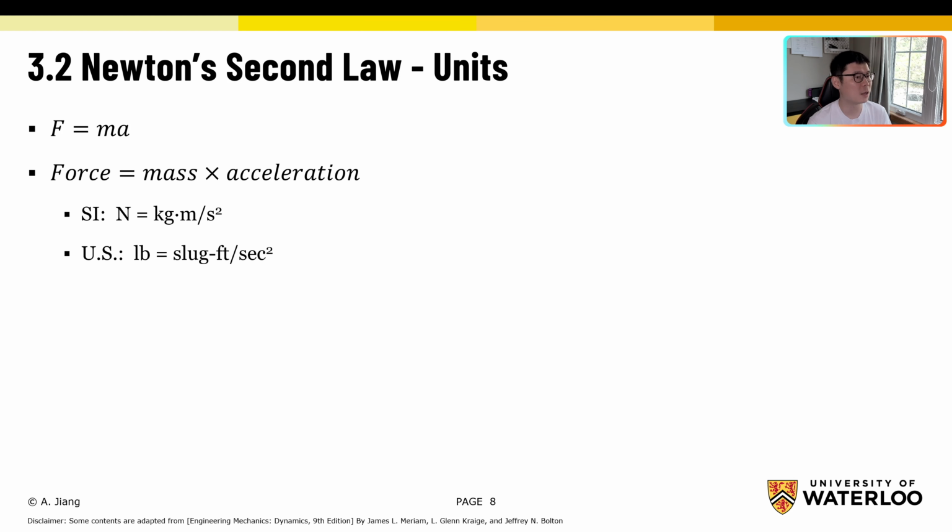We briefly mentioned units in chapter 1. Here, let's take a moment to make sure everyone is on the same page, because from now on, this is going to be very important. We're going to use it a lot. In F equals ma, in SI units, force is in newtons, given by kilograms times meters per second squared. In imperial units, force is in pounds, given by slugs times feet per second squared.